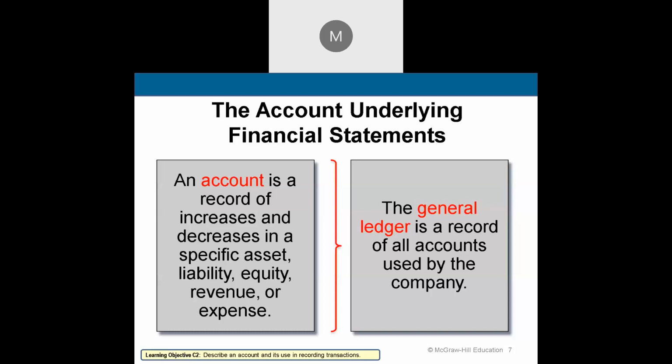Second transaction is, now that a few weeks have passed, I'm going to pay that electric bill. So I'm going to debit accounts payable to reduce accounts payable. And I'm going to credit cash to reduce my cash. You see, with assets, to increase the asset, we debit. To decrease it, we credit.